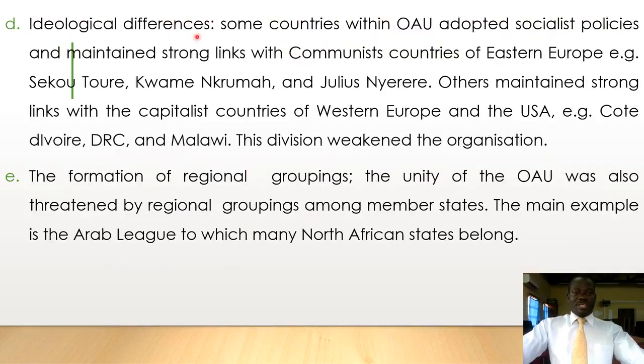Also, ideological differences. Some countries within the OAU adopted socialist policies and maintained strong links with the communist countries of Eastern Europe. For example, Sekou Toure, Kwame Nkrumah, and Julius Nyerere. Others maintained strong links with the capitalist countries of Western Europe and USA. For example, Cote d'Ivoire, DRC, Malawi. So this division weakened the organization.